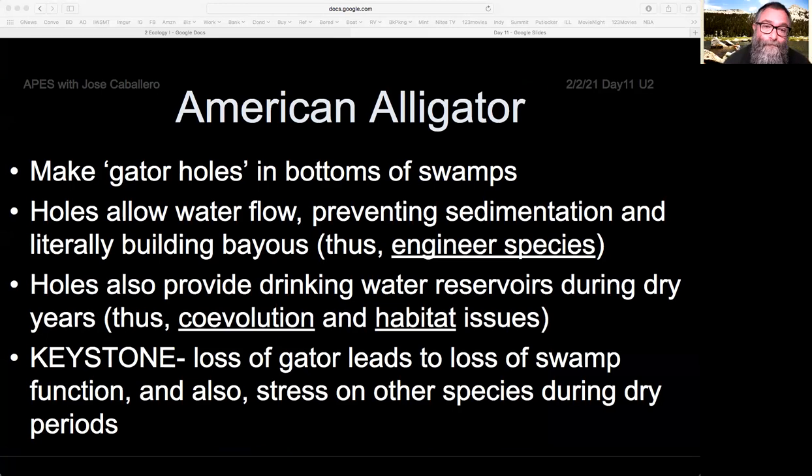So, interesting pattern where the alligator actually builds the environment. That's called an engineer species. Alligator builds the environment, engineer species. Without the alligator, you don't even have the system itself. The physical reality of that landscape is changed because the activity of that one species maintains your landscape. Engineer, like builder, like it does something.